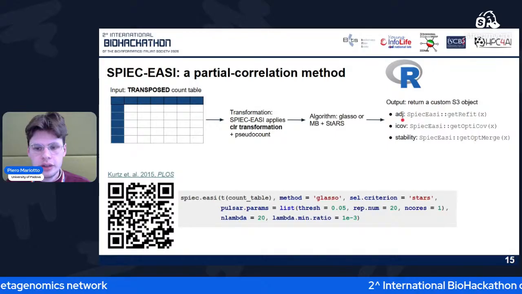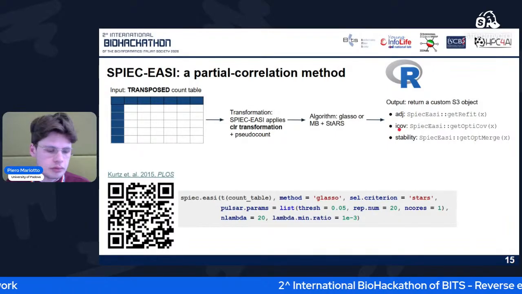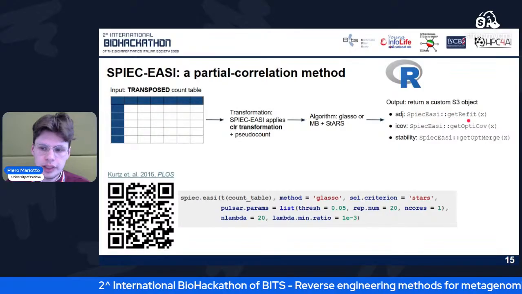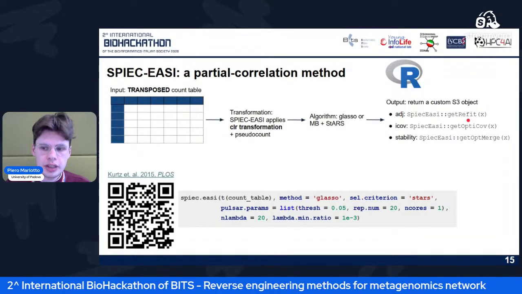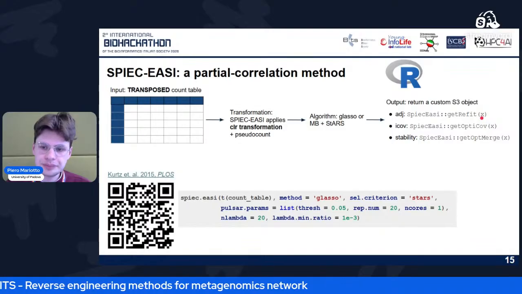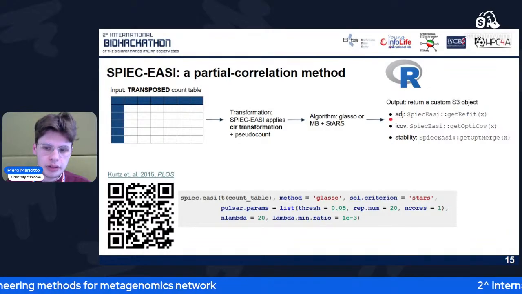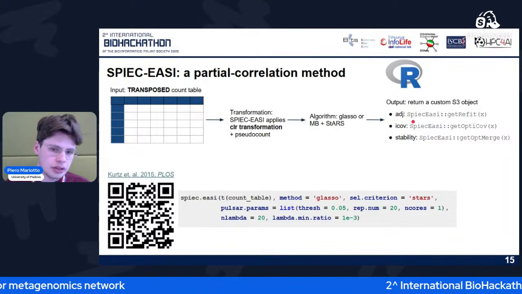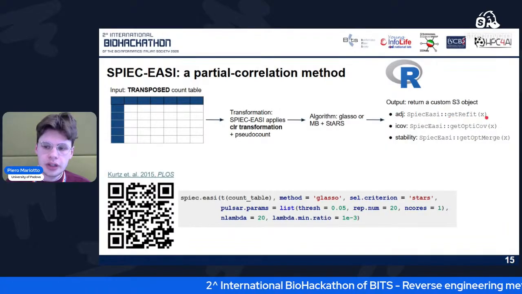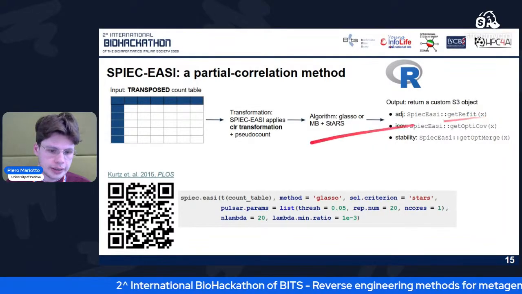And to obtain the relevant output that you want to then look at, so the inferred interaction network, you need to use some specific functions to extract them from the output object, which in this case is called X. So for example, to recover the adjacency matrix, which is, I would say, your interaction network, you need to use the getRefit function on the output object X.